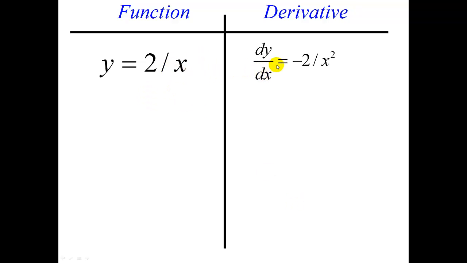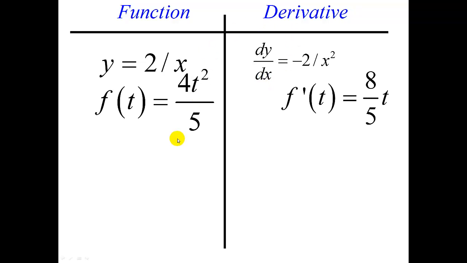If we look at y equals 2 over x, which we're going to rewrite as 2x to the minus 1, the derivative of that is going to be 2 times the derivative of 1 over x, which is 2 times the derivative of x to the minus 1. And when we combine that, we get negative 2 over x squared. Let's look at f of t equals 4t squared over 5. The derivative of that is going to be 4 over 5 times the derivative of t squared. So it's 4 over 5 times 2t to the 1, which gives us 8 over 5t.